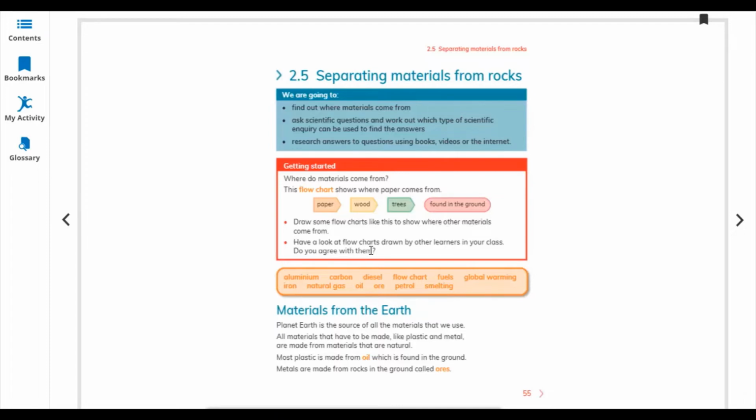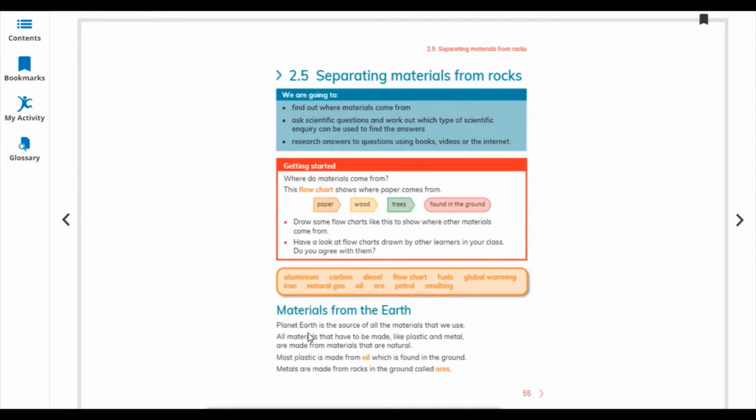Have a look at flowcharts drawn by other learners in your class. The vocabulary words are: aluminium, carbon, diesel, flowchart, fuels, global warming, iron, natural gas, oil, ore, petrol, and smelting.